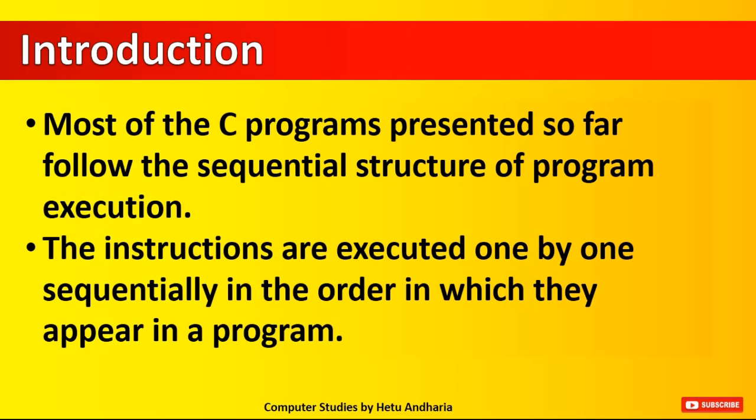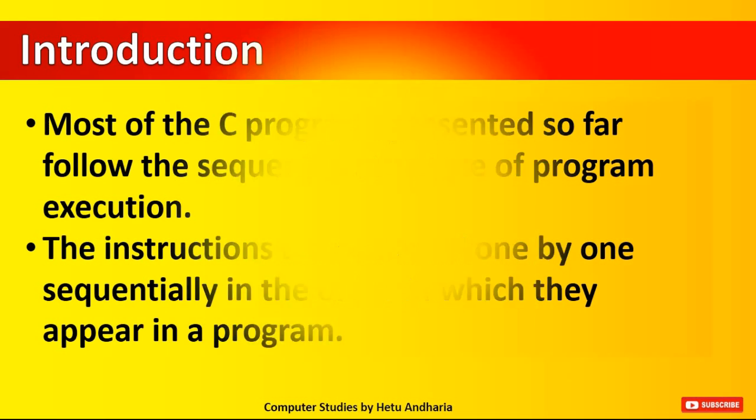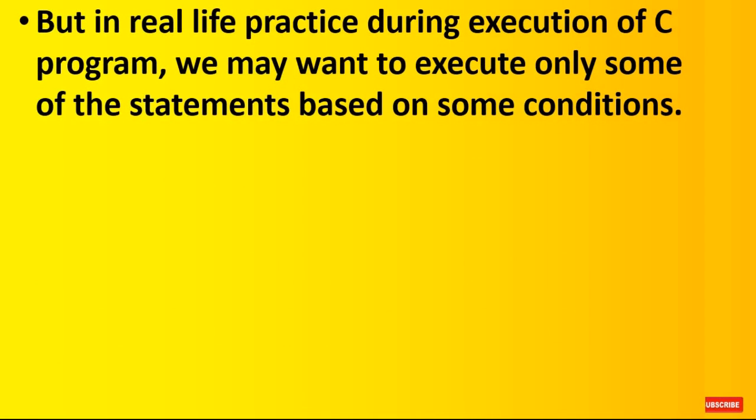That means, suppose you have written 10 statements, then the compiler will first execute the first statement, then the second statement, then the third statement, and so on. So till now we have prepared simple types of programs in which the sequence was fixed. It used to go in the same sequence. But in real life practice, during the execution of a C program, we may want to execute only some of the statements based on some conditions.